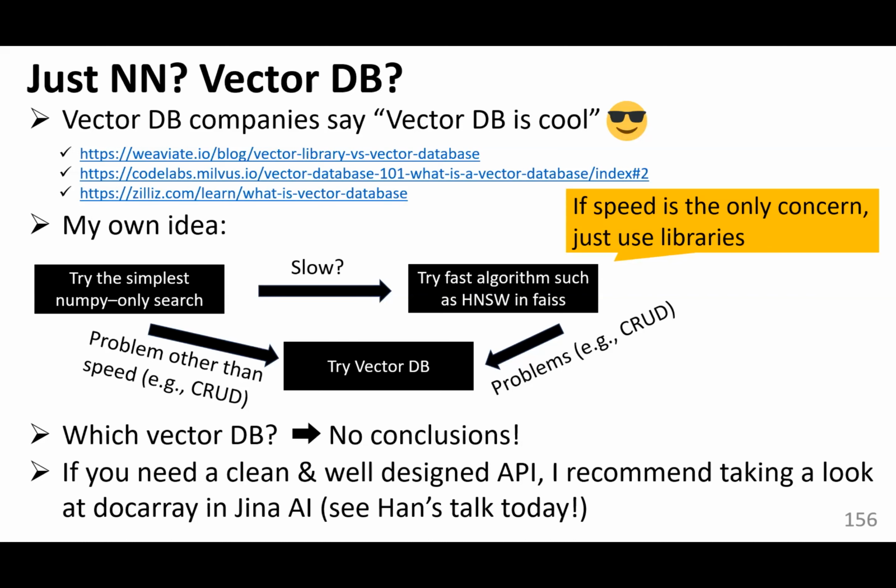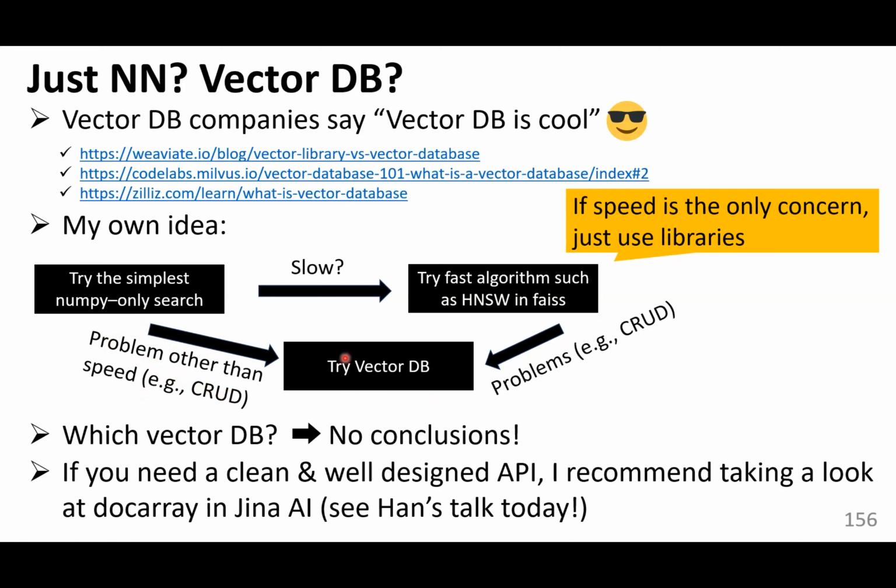And if it is slow, if runtime is the only concern for you, then you can use the Faiss nearest neighbor search algorithm. It's fast, and that's done, right? So when you need vector DB, there are some problems other than speed, like up-to-date stuff or delete stuff or something like that. Then you need to use vector DB.